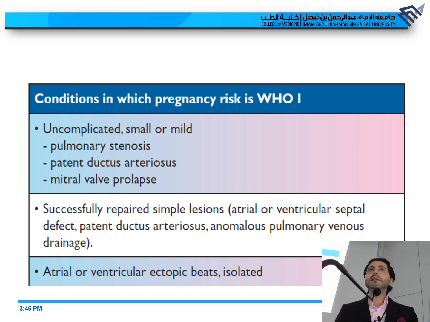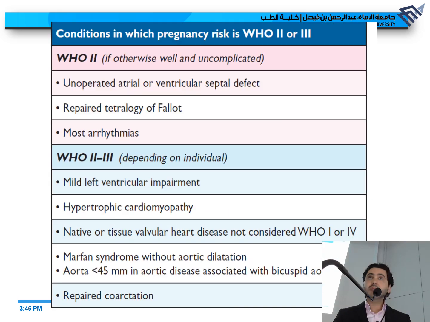So who lies in class 1? Class 1 is the uncomplicated, small or mild, maybe pulmonary stenosis, PDA, mitral valve prolapse. And also if we have a successful repair of a simple lesion, like repaired ASD, VSD, some atrial or ventricular ectopics, yani PAC, PVC, all in class 1. We see them once only during their pregnancy.